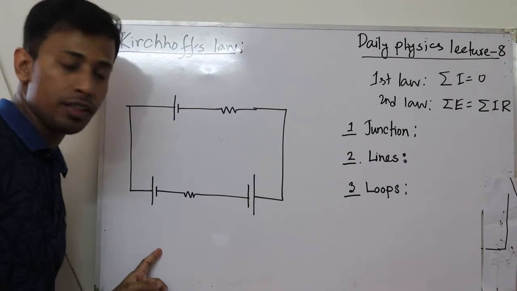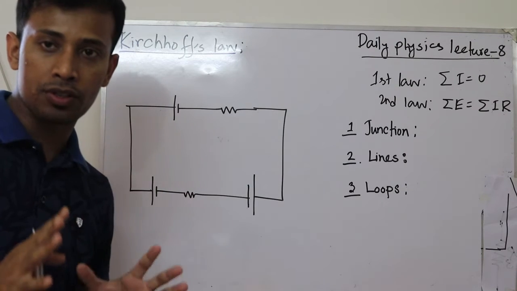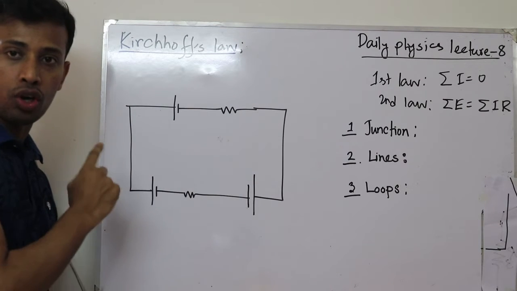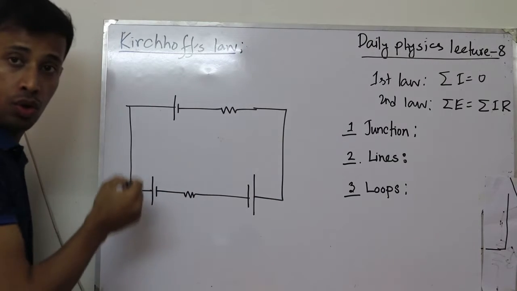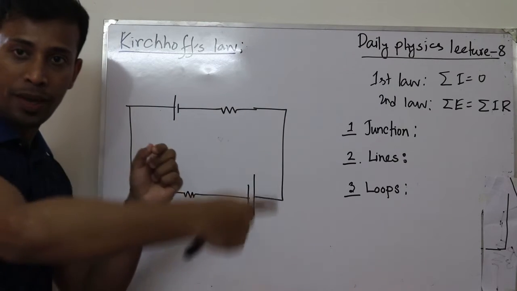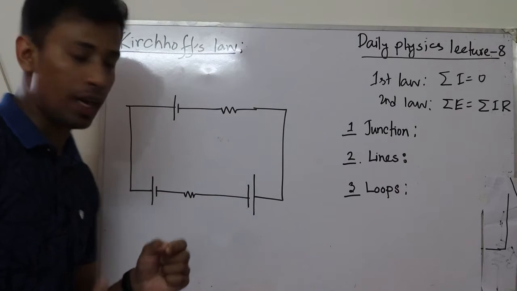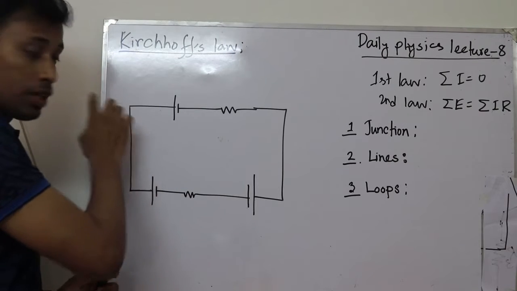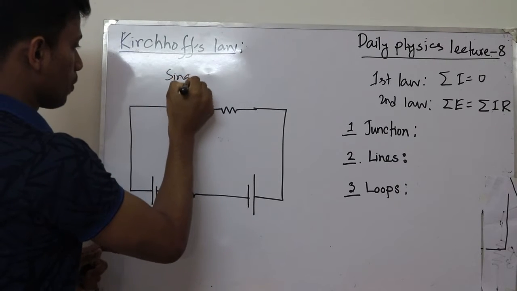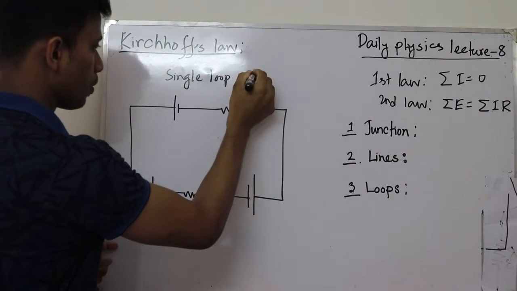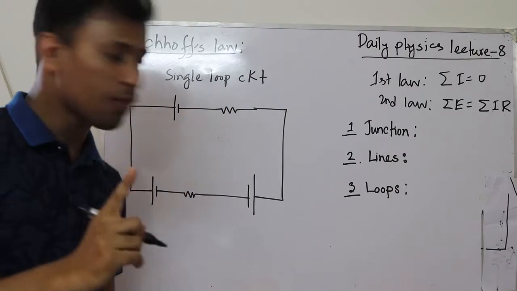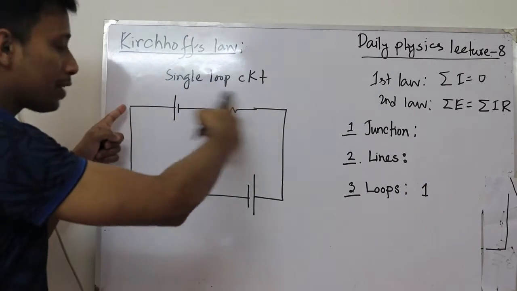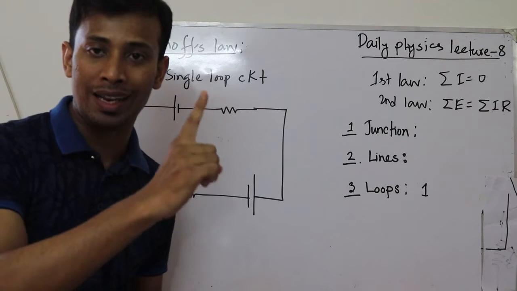Now let's see this circuit. This is a very simple series circuit. This circuit contains one loop. Okay, loop means closed line. This circuit contains one loop, and this is a single loop circuit. In case of a single loop circuit, the number of loops is 1, and as the loop is 1, it only contains one line.